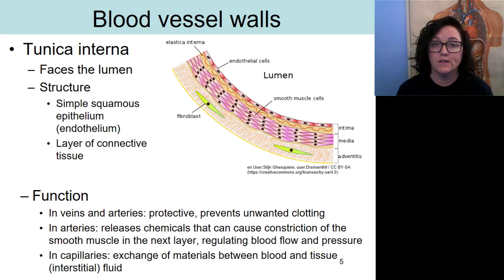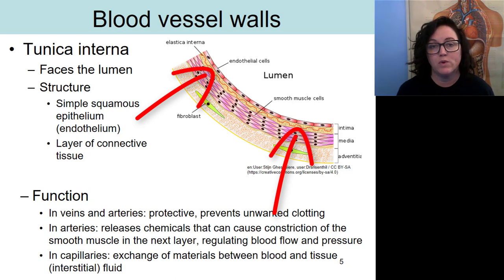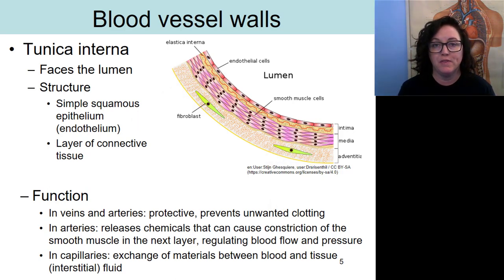Let's start with the Tunica Interna. So this is the layer that will be in contact with the actual blood that's flowing through the blood vessel. The tissue that we're going to find here that makes up the Tunica Interna is simple squamous epithelial tissue. So simple meaning 1 cell layer thick, squamous meaning flattened in shape. And this layer also has another name. It's also known as the endothelium.